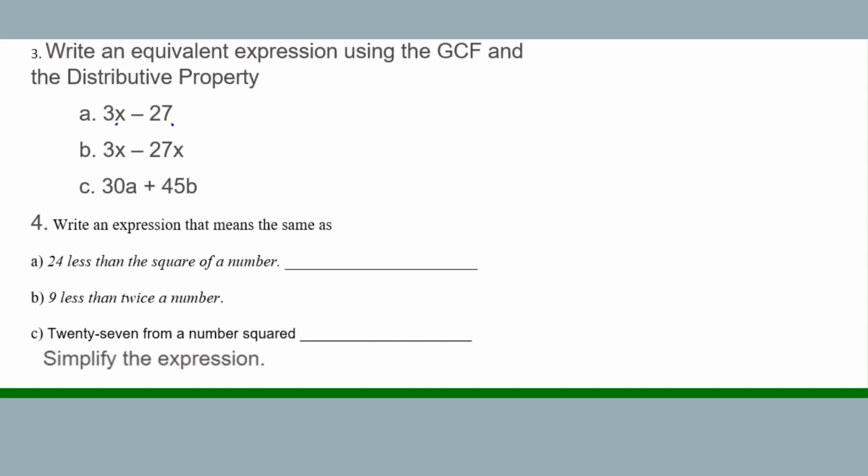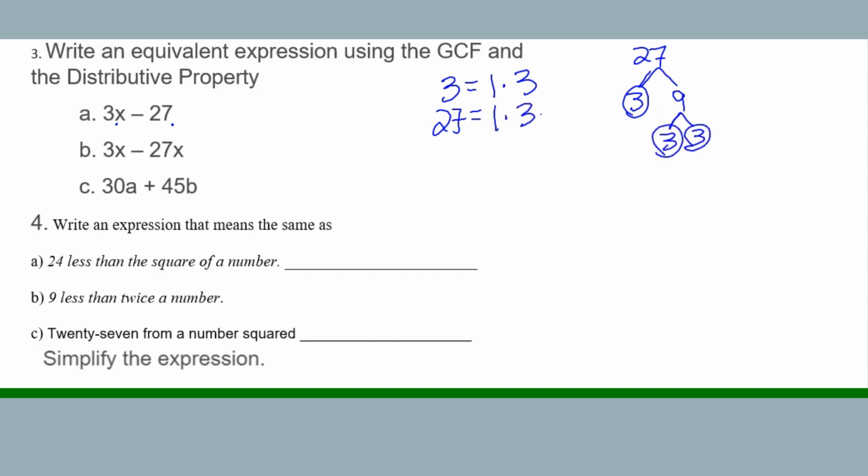So I know that the prime factorization for 3 is equivalent to 1 times 3. And the prime factorization for 27, let's see, 3 times 9, 3 times 3. So the prime factorization for 27 is 1 times 3 times 3 times 3. So that means the greatest common factor of 3 and 27 is 1 times 3, which is 3. So I can factor out a 3. So I need to make an equivalent expression for 3 times x minus 27. I'll write that above it first. And the greatest common factor is 3, so I want to factor out a 3.